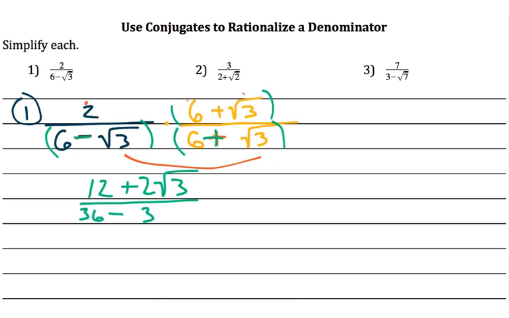If you look at this, it's kind of strange because suddenly you have a problem that has no radicals in the denominator. So 12 plus 2 square root of 3, that is not going to be 14 square root of 3.